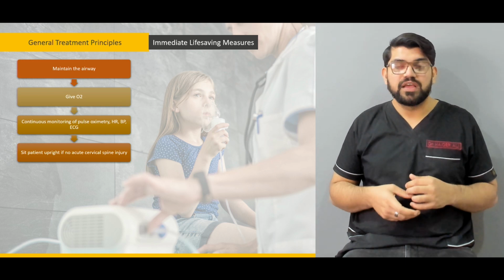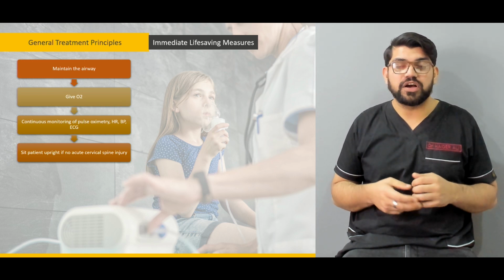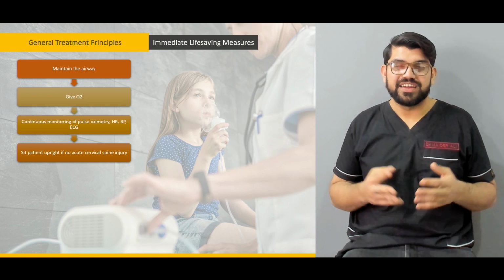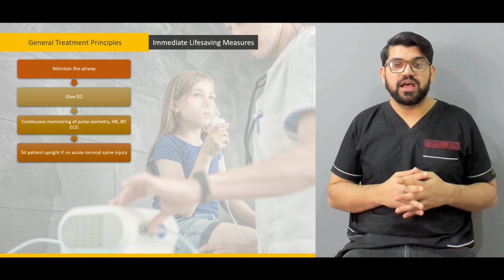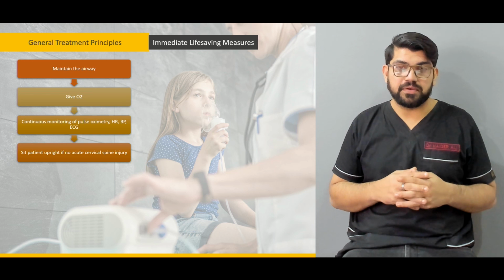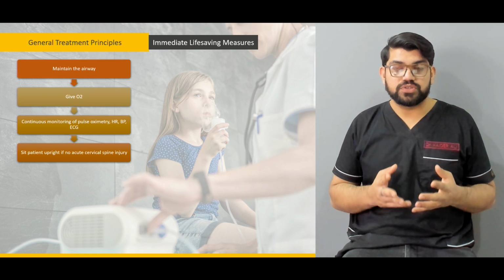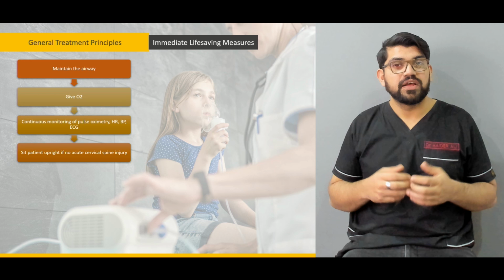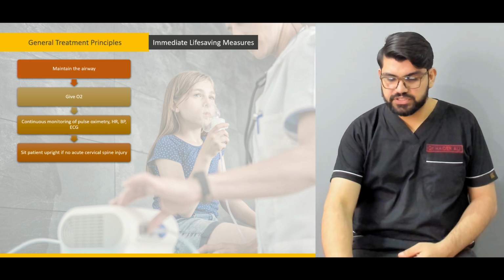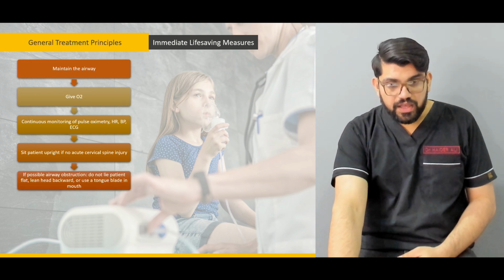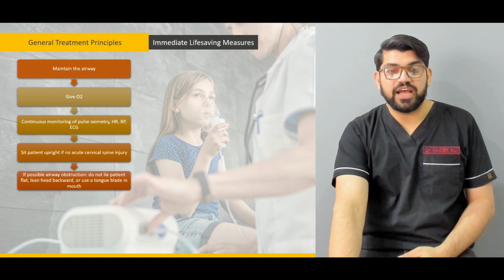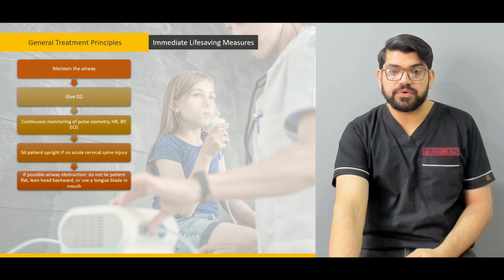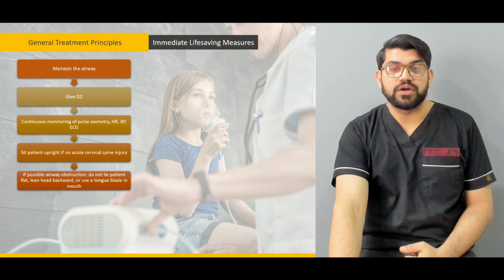So it is recommended, especially in patients with acute cardiac failure or congestive heart failure, that the patient should be given an upright position, so that the abdominal contents are lower down and releasing the pressure on the chest cavity. If there is possible airway obstruction, do not lay the patient flat, lean backward, or use the tongue blade in the mouth.